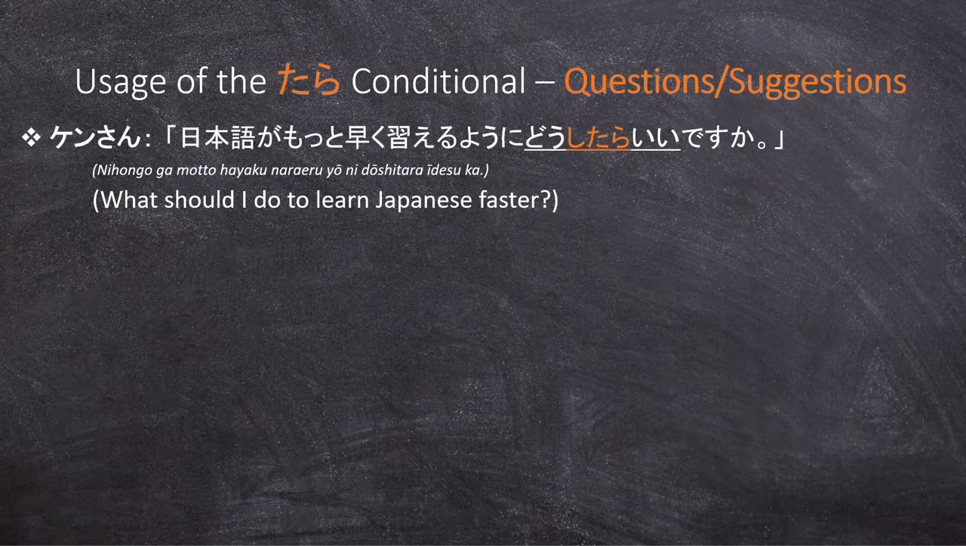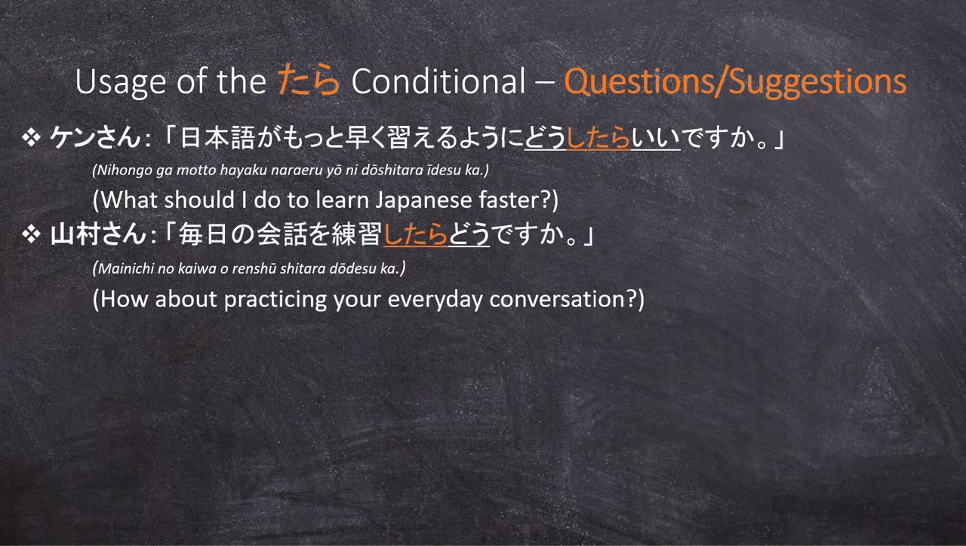Notice here the construction どうしたらいい, because this is the default construction when you want to create questions of the what should I do type, as you see here. And his friend Mr. Yamamura might answer something like this. 毎日の会話を練習したらどうですか? How about practicing your everyday conversation? And he's making with this statement a certain suggestion in response, and once again uses Tara do.